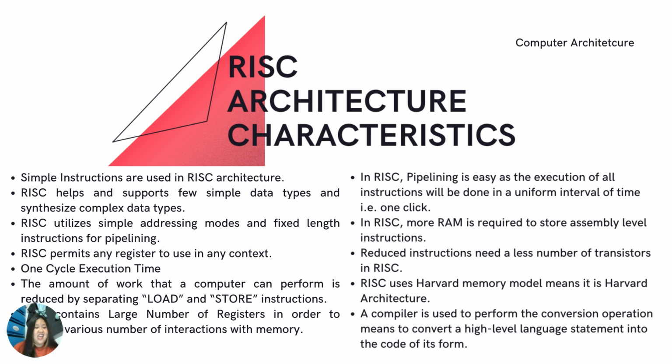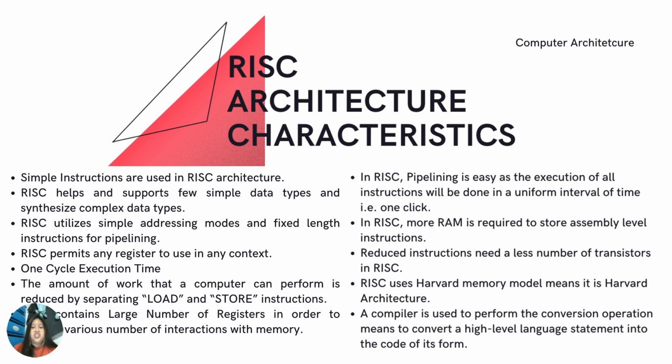RISC contains a large number of registers in order to prevent various numbers of interactions with memory. Next, in RISC, pipelining is easy as the execution of all instructions will be done in a uniform interval of time, for example, one clock. As I have said before, pipelining is one of the techniques for RISC. Next, in RISC, more RAM, or random access memory, is required to store assembly-level instructions.